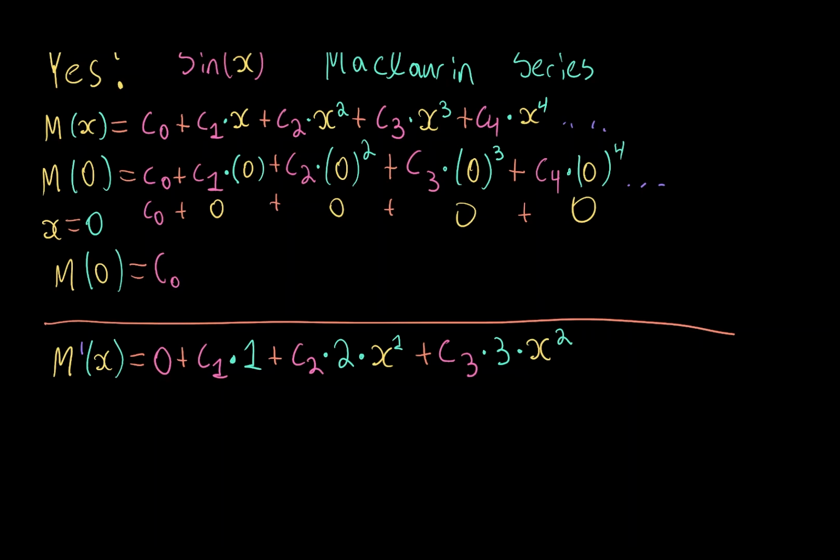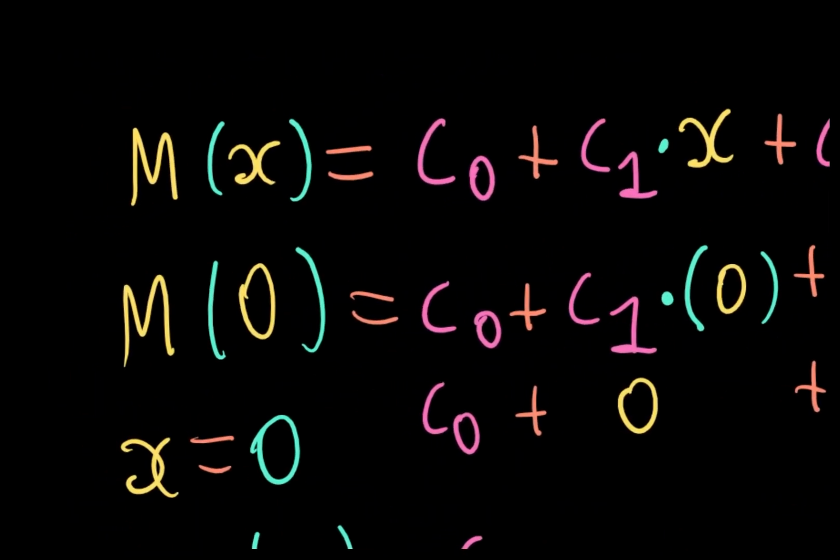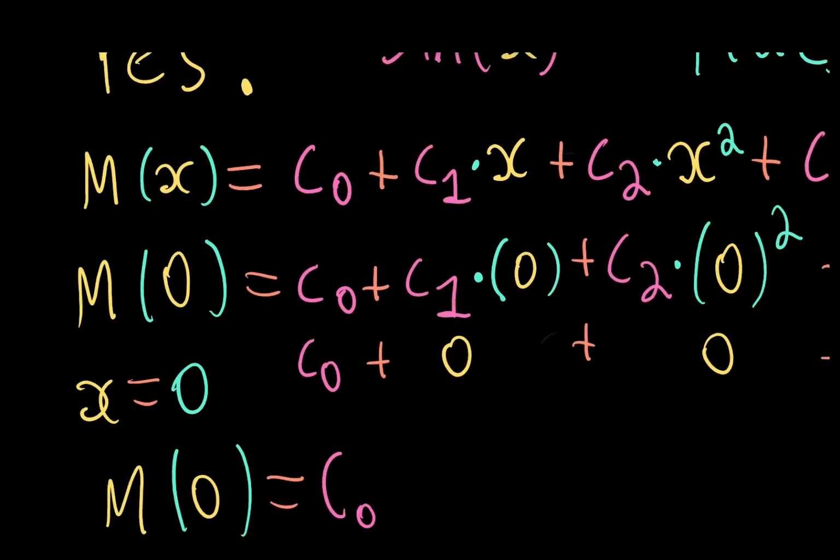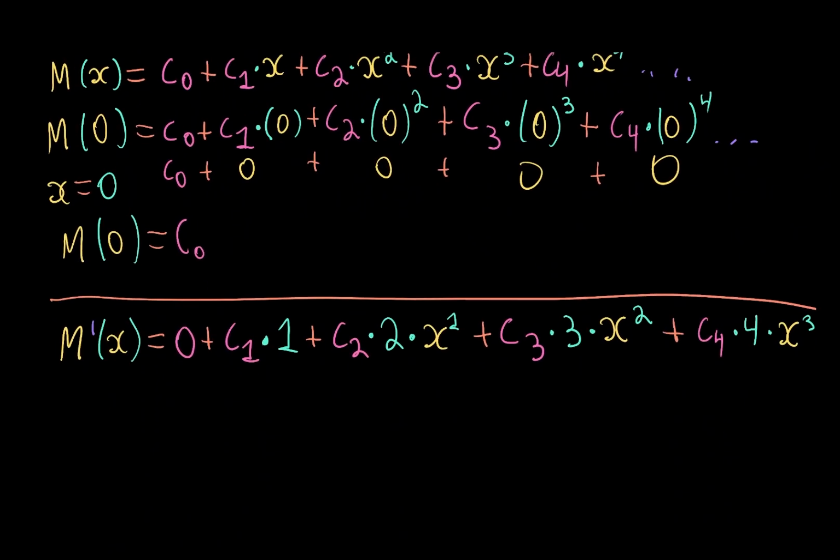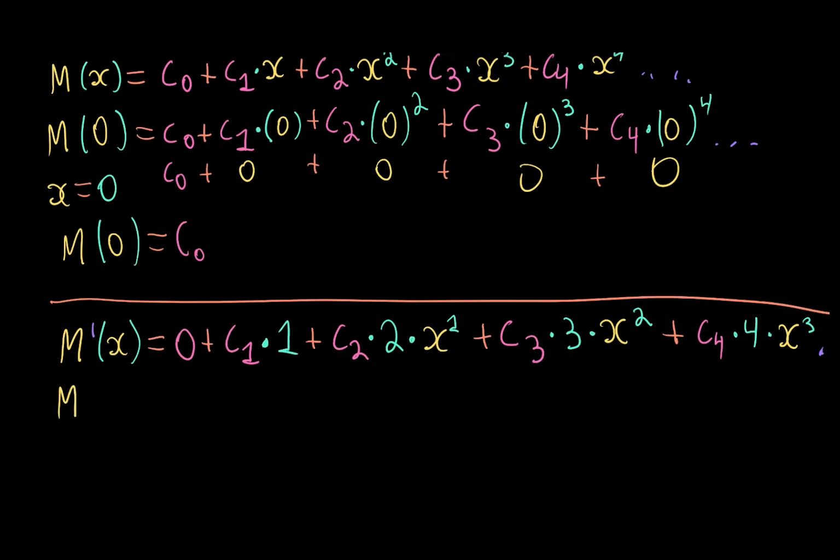And then let's just do one more, if you haven't noticed the pattern yet, plus C4, constant 4, times 4 times x to the power of 3. And then this just continues. And we can use this again, instead of m of 0, we use m prime of 0. And you'll notice if we do that again, m prime of 0.